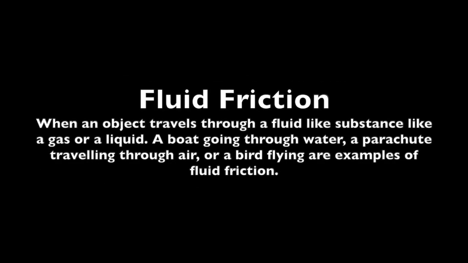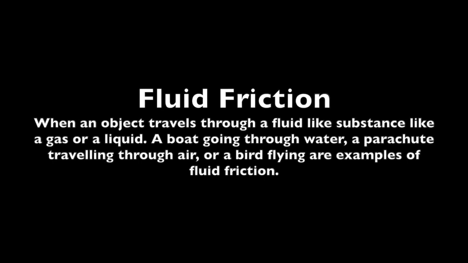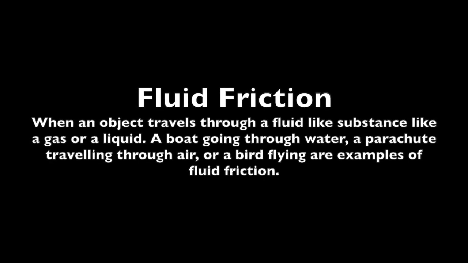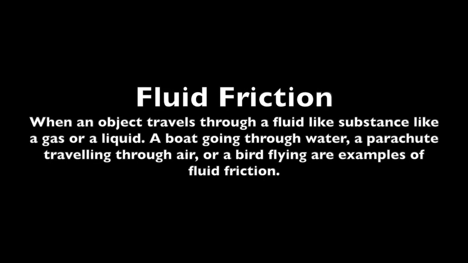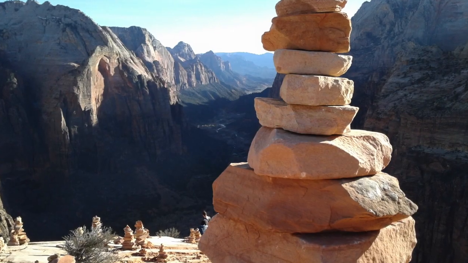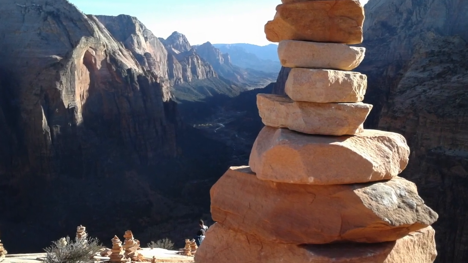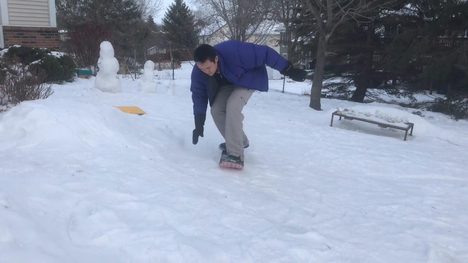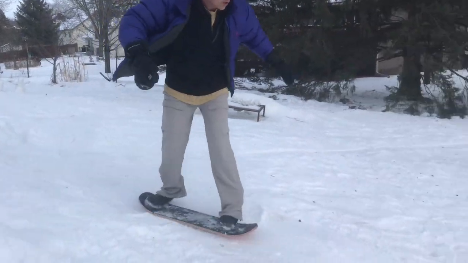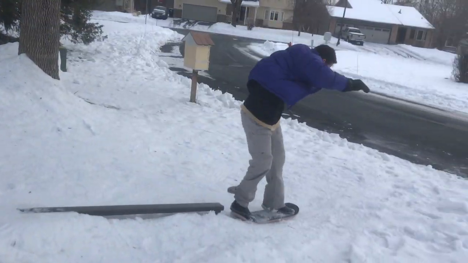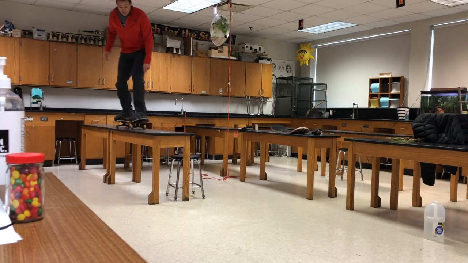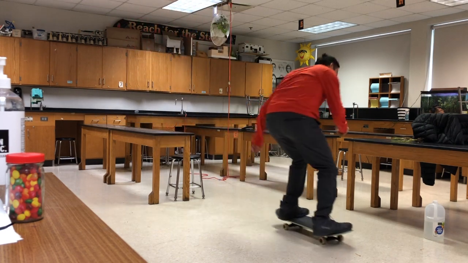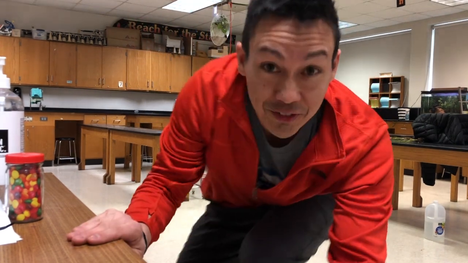Fluid friction, when an object travels through a fluid substance like a gas or a liquid. A boat going through water or a bird flying are examples. Stacked rocks are a form of static friction. Snow skating is sliding friction. Rolling friction.